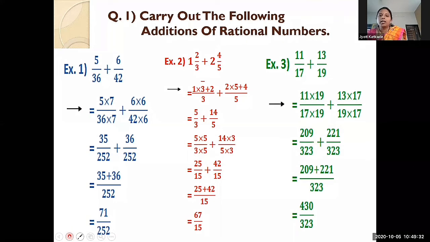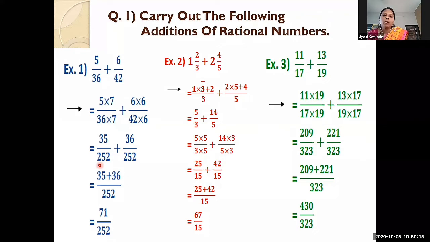Practice set 22. Question number 1. Carry out the following addition of rational numbers. Now we have taken one example of addition. Okay, example number 1. 5 divided by 36 plus 6 divided by 42. Now take the LCM. When we take the LCM of 36 and 42, we get 252. You all studied in the lesson of LCM and HCF how to take LCM. Okay, the LCM is 252.